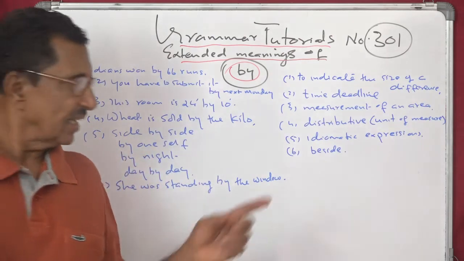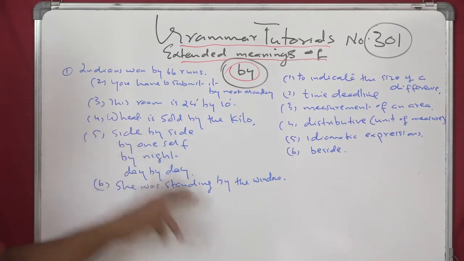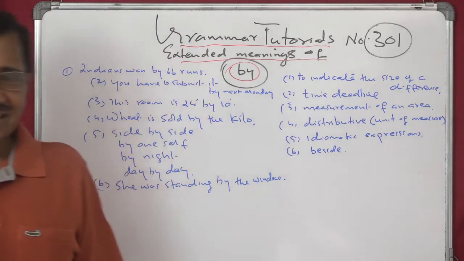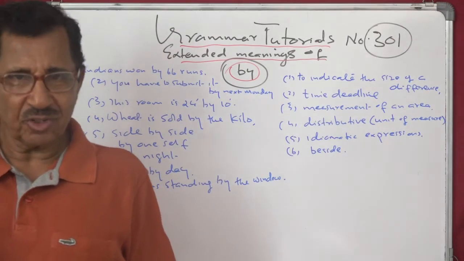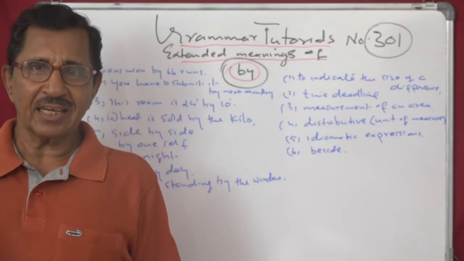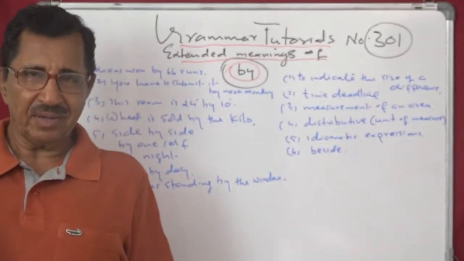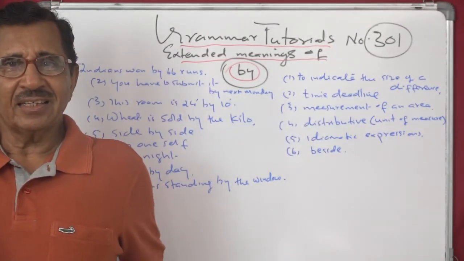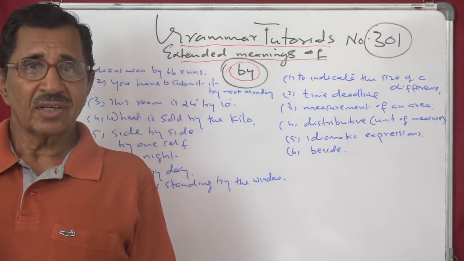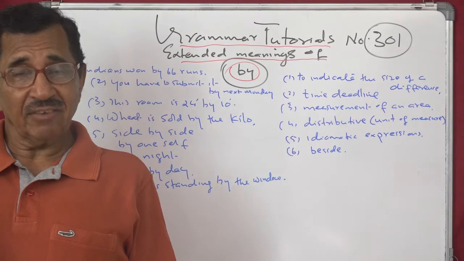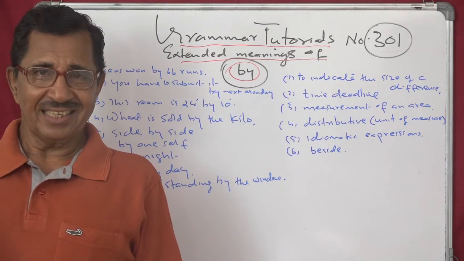And next is "by night". He came by night. Lochinvar came by night on horseback and carried away Ellen, his beloved. Lochinvar is a famous poem, a ballad. And thieves entered the house. A thief entered my house by night.